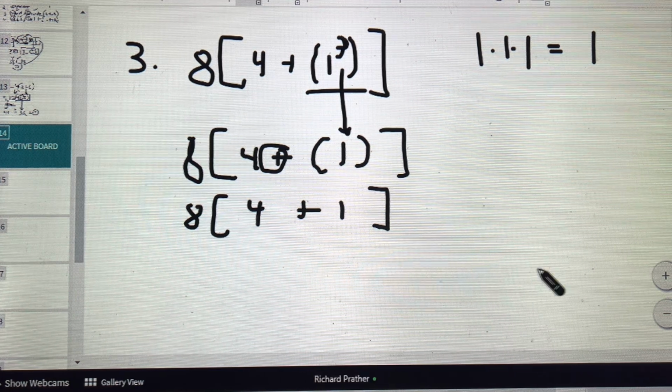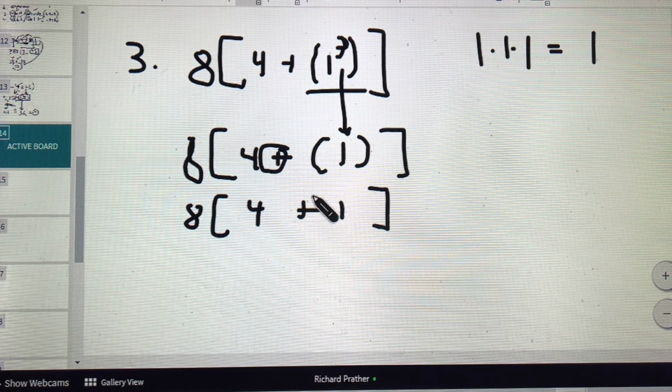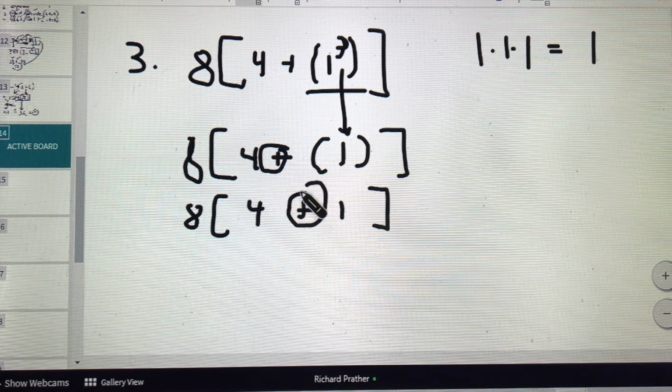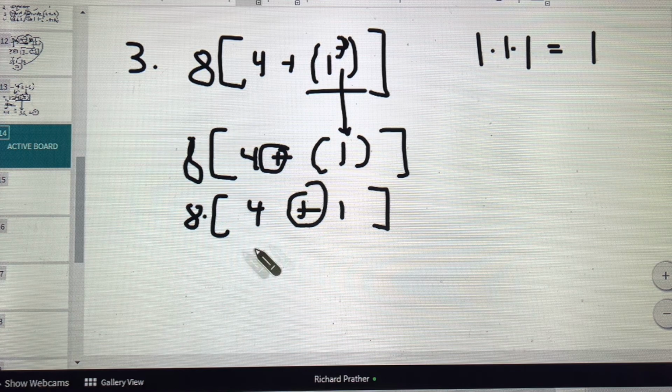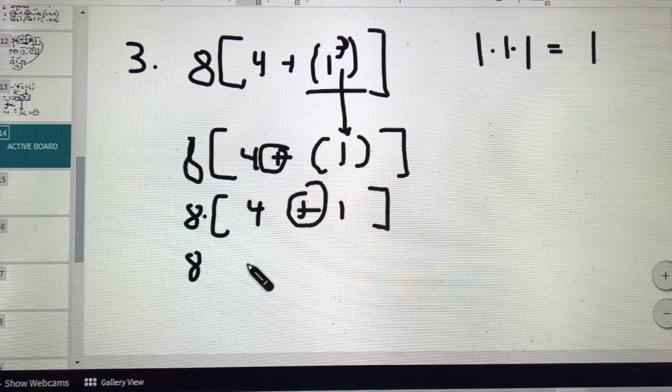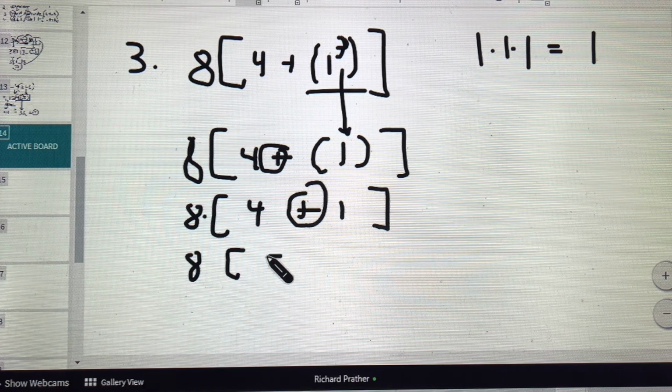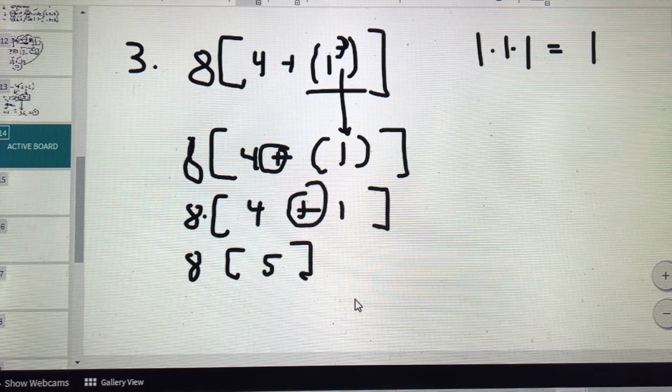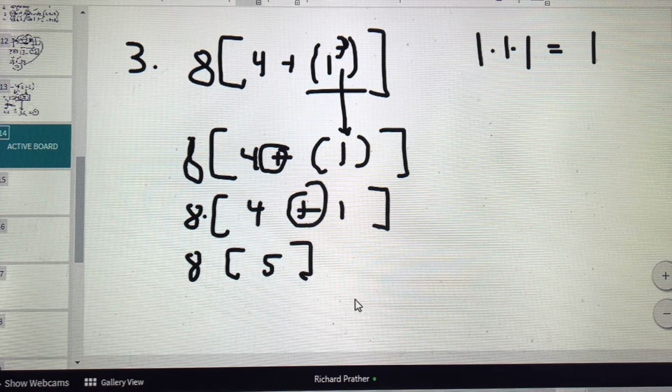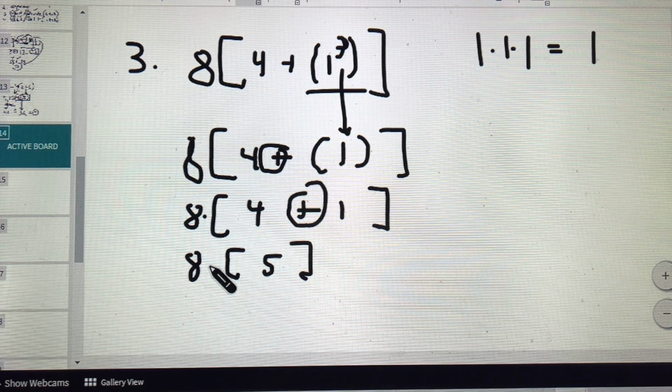So now I've got the outer parenthesis 4 plus 1. Here's where I'm going to add before I multiply, just because it's in parentheses. 4 plus 1 is 5. Now that I have it down to a single number, in theory I could drop the parentheses, but I need to leave them there because that means times right here.